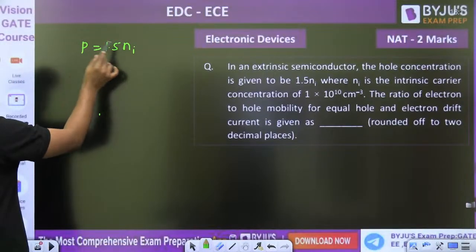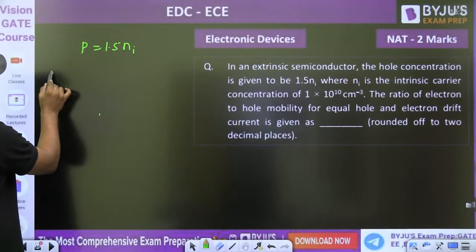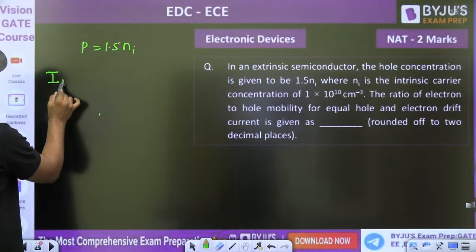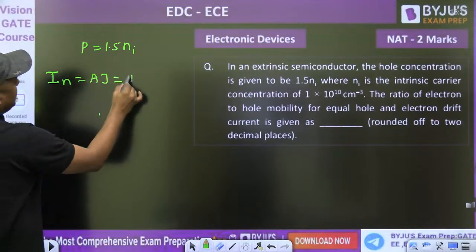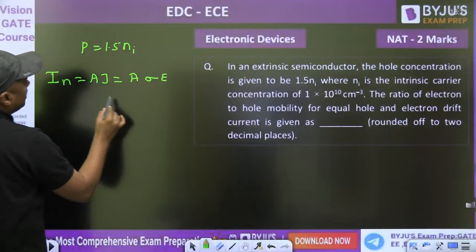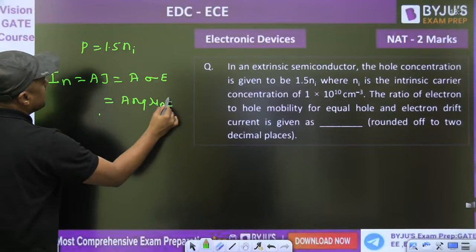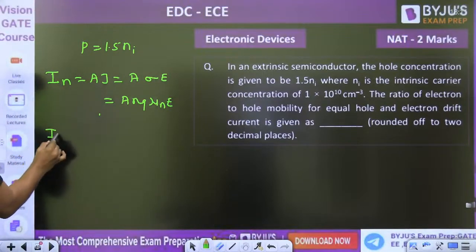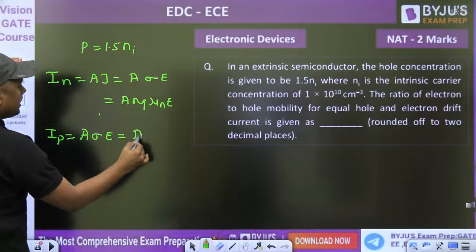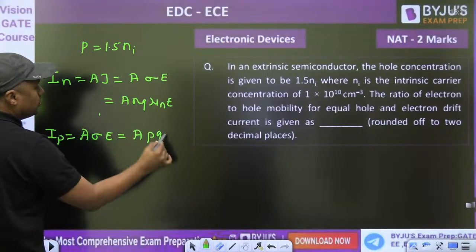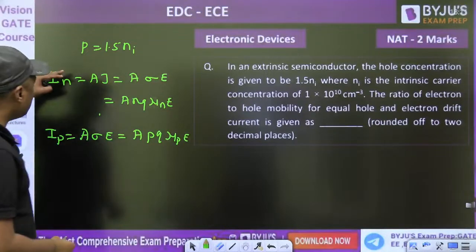For example, given the hole concentration, what is the drift current density because of the electron? It is given by J equals sigma E, that is, I_N equals A n q mu_N times E. And what is I_P? It is A sigma E, given by A p q mu_P times E. And both the currents are the same.